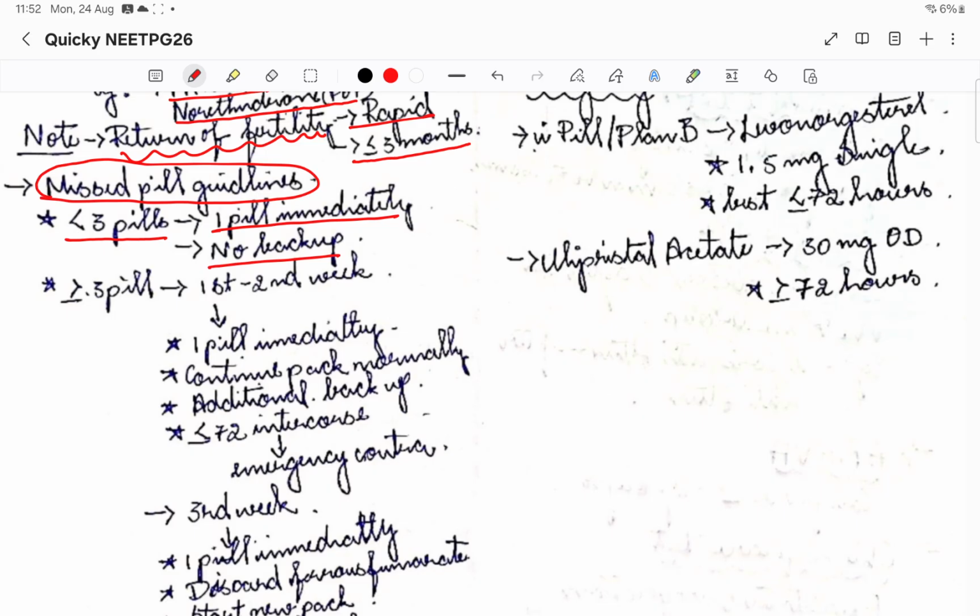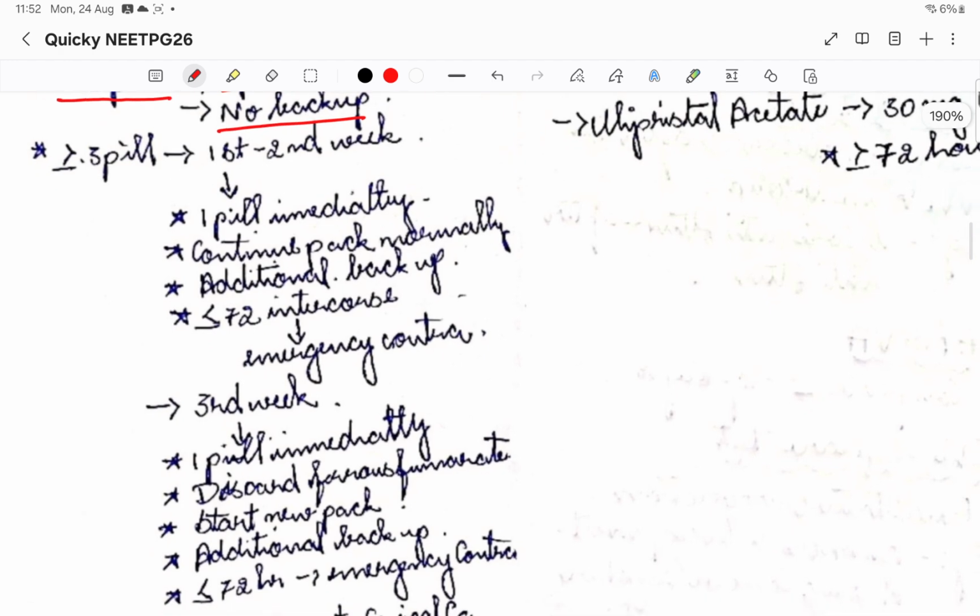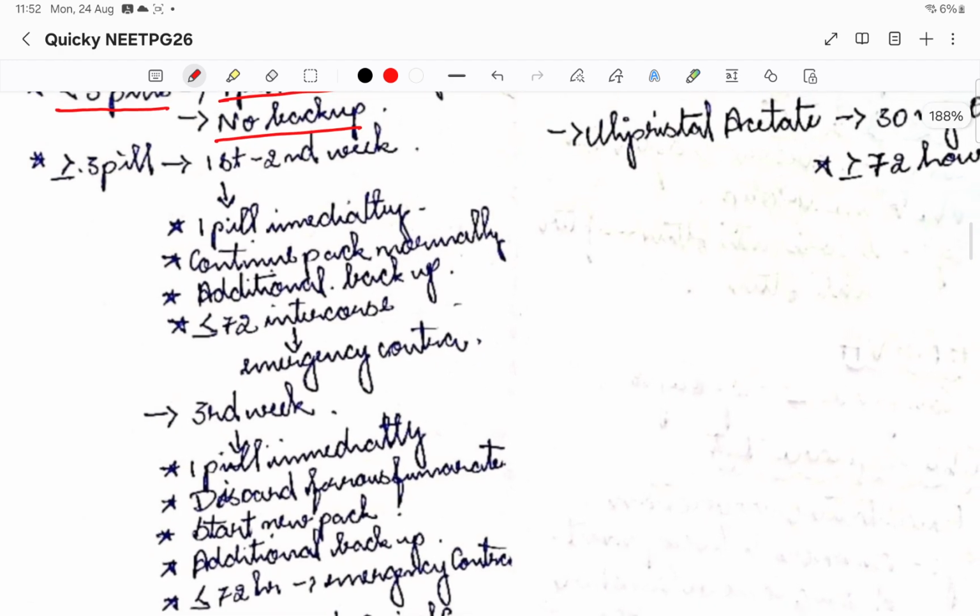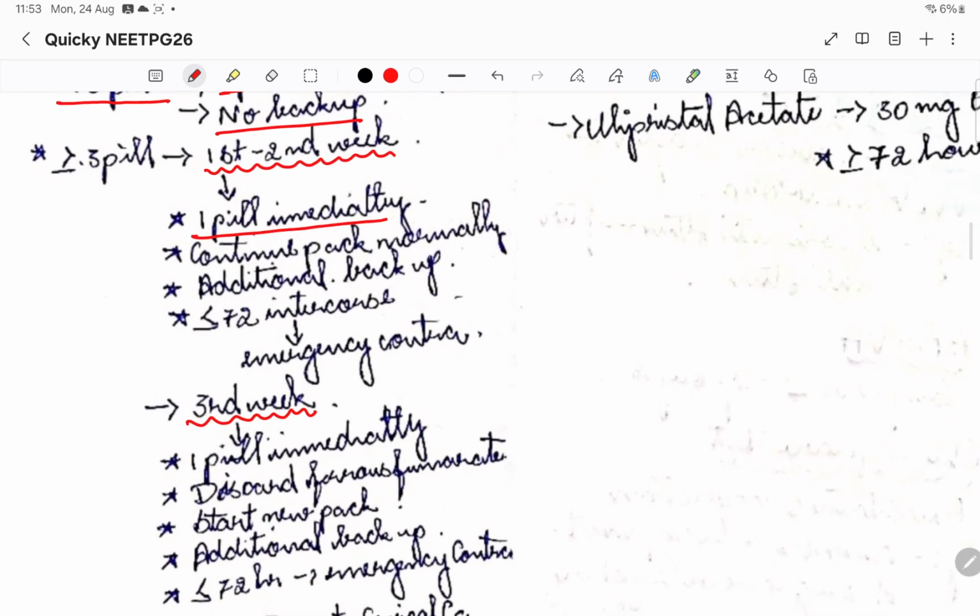Suppose it is more than or equal to 3 pills, then two things should be kept in mind. We have to ask whether she missed it in the first or second week, or in the third week of tablets. If it is the first or second week, it is going to be 1 pill, same as in less than 3 pills, given immediately, then continue the pack normally. Then an additional backup method of contraception is required.